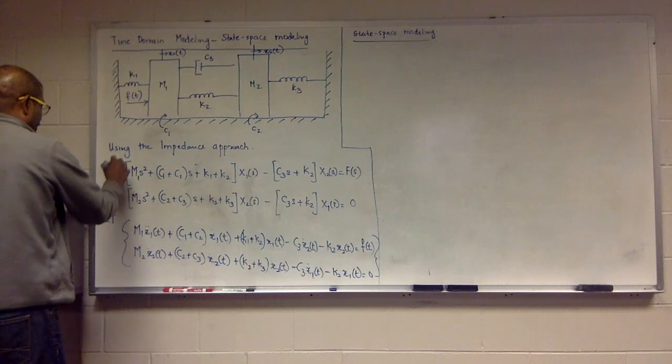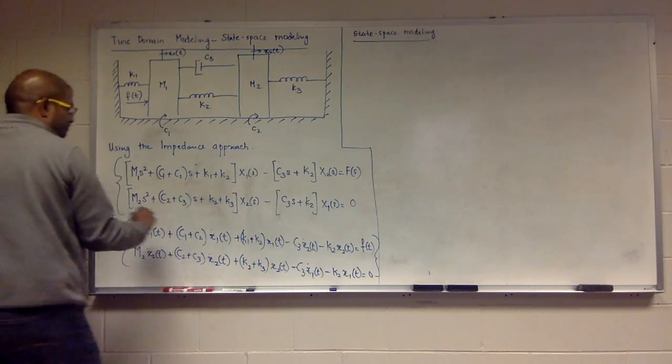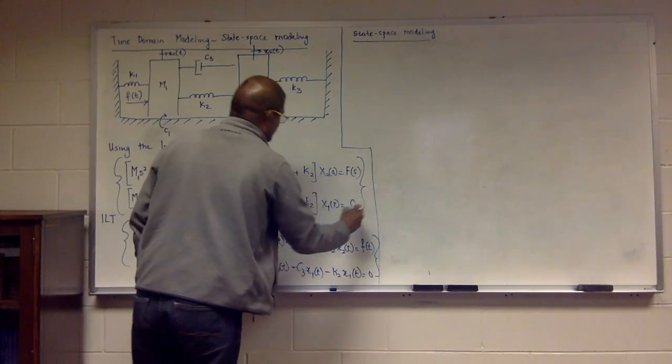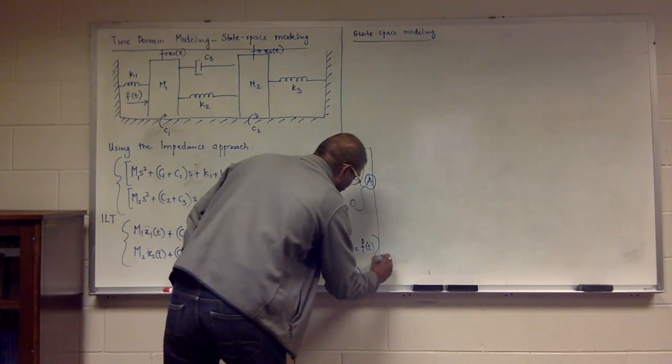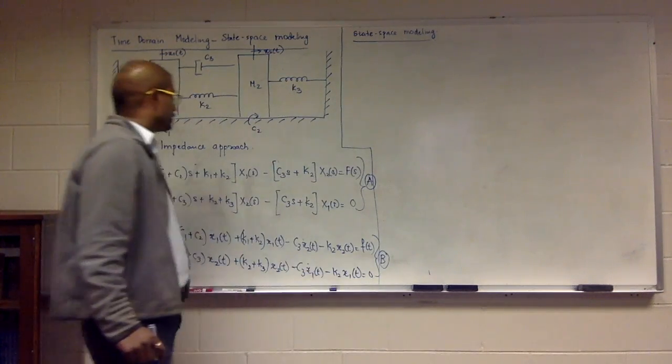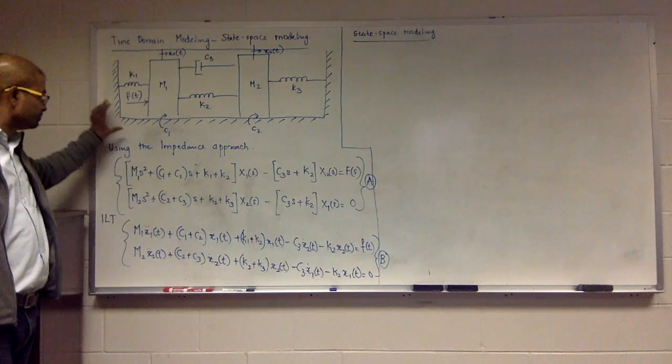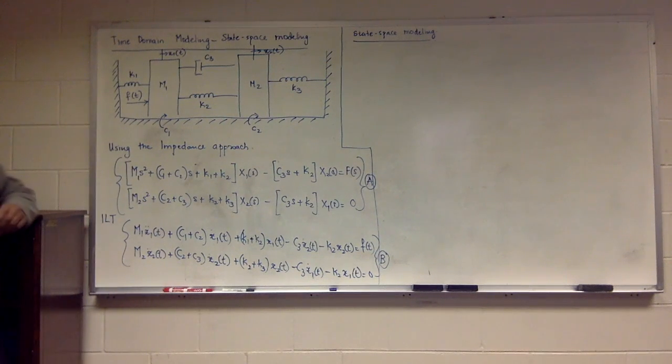And of course these two sets as well. Okay? So let's call this A. Let's call this B. What is the order of the system? How do you determine the order of the system? The highest power.